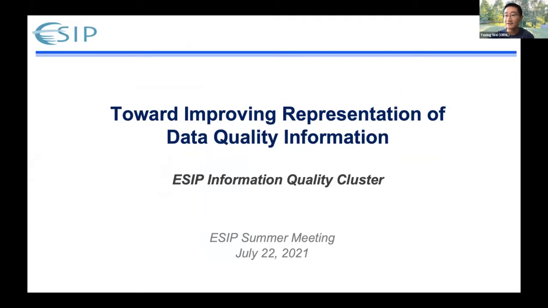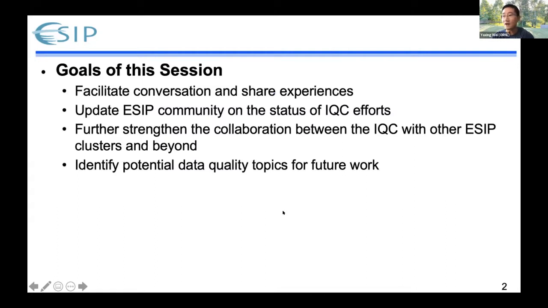We have a pretty full agenda today. So at the very beginning, I want to give a very brief introduction to this session. Why are we having this session? We hope to take this opportunity to continue facilitating conversation and share experiences. And also we want to update the ECIP community on the status of the information quality cluster's recent efforts, and further strengthen the collaboration between the IQC with other ECIP clusters and also beyond. And hopefully we can identify some potential data quality topics for future collaboration and future work.